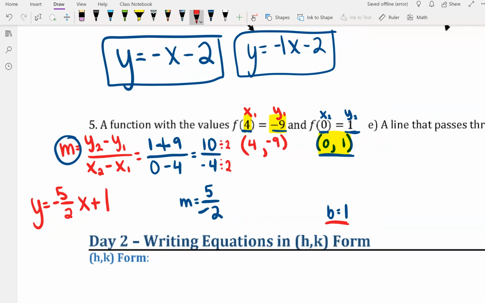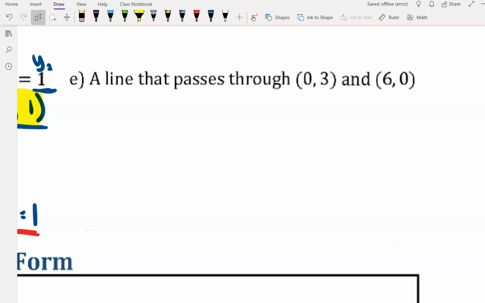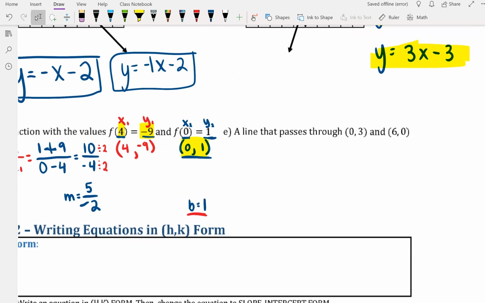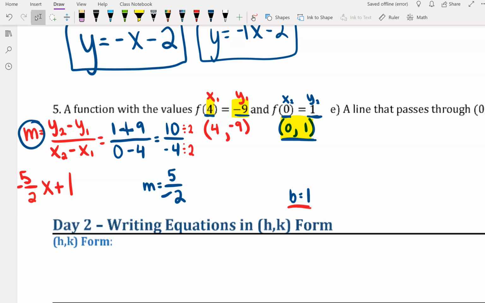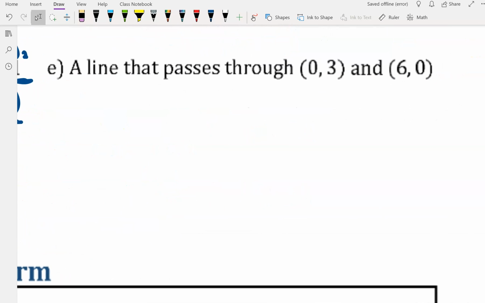All right, so feel free to pause the video if you need to catch up on that. All right, and then the very last one. Again, we have 2 coordinate points, so this problem is going to be very similar to what we did on number 5. If you feel comfortable and you want to try this on your own, you can go ahead and pause the video and try it on your own. If not, you can just watch me do it.